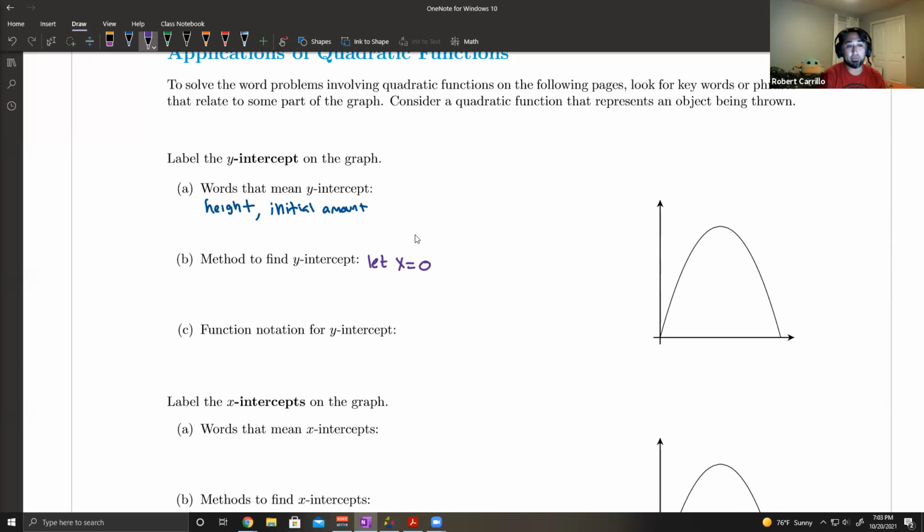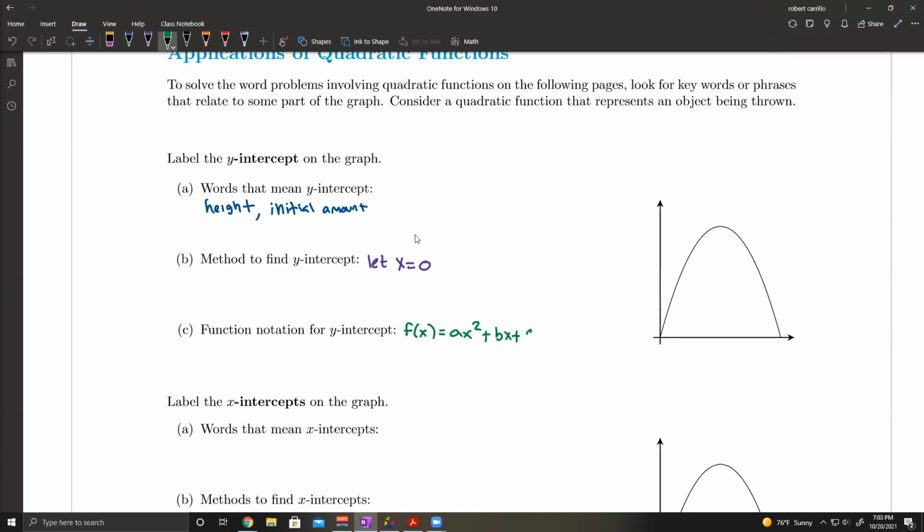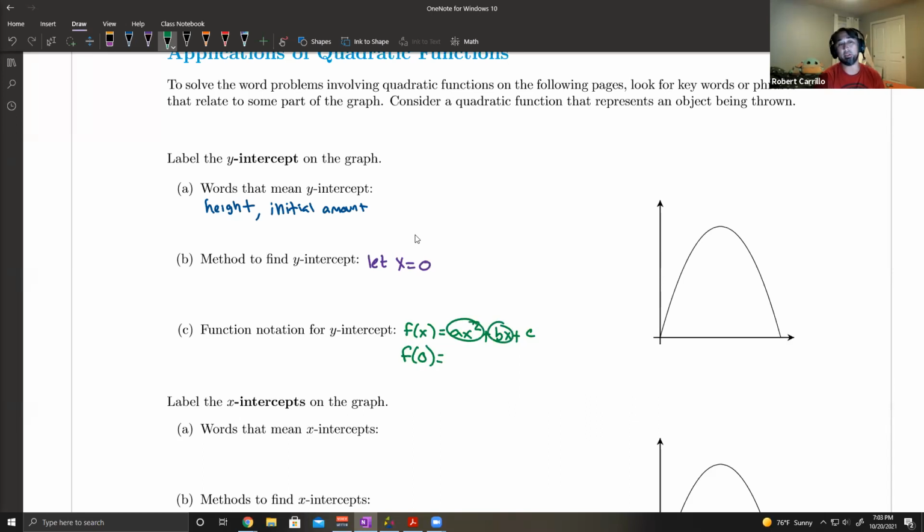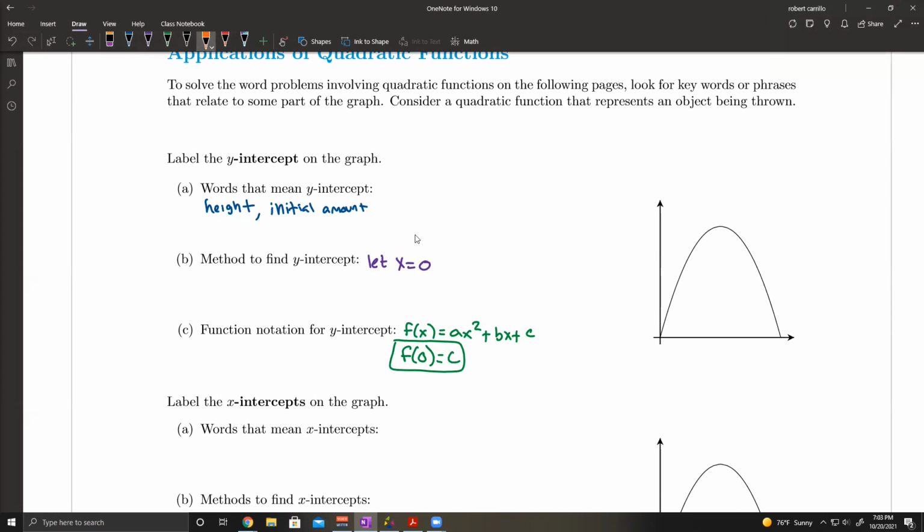And then function notation for a Y-intercept. Since we're talking about a quadratic function, remember the quadratic function in its standard form is f of x equals ax squared plus bx plus c. If I wanted to find the Y-intercept, I would plug in 0 for all my x's, and this would become 0, this would become 0, and we would be left with c. So this is our function notation for a Y-intercept. And I missed one part. It says label it. So our Y-intercept is where you start on the Y-axis, where you intersect the Y-axis. Okay.